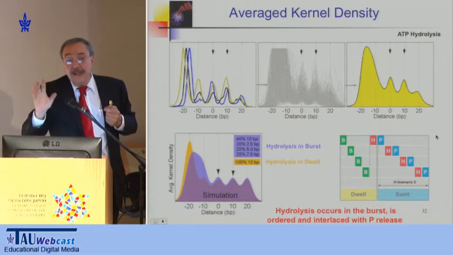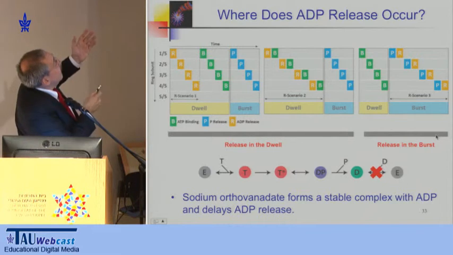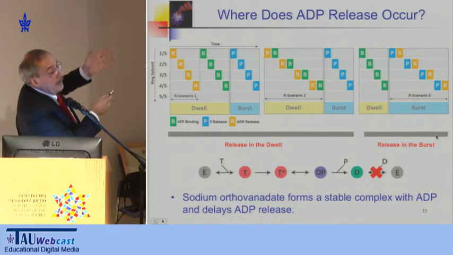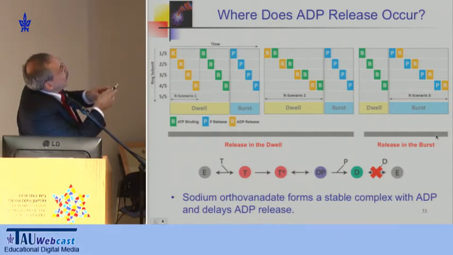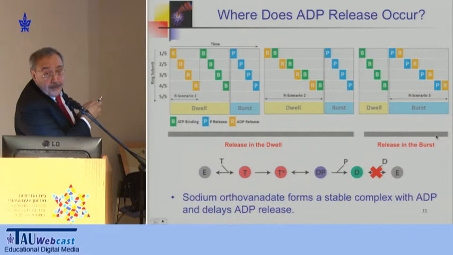We can use that same approach and essentially ask, does the release (R, for release) of the ADP occur during the dwell, completely segregated from binding, or during the dwell, interlaced with binding, or during the burst following the phosphate release. These are the three possible scenarios.